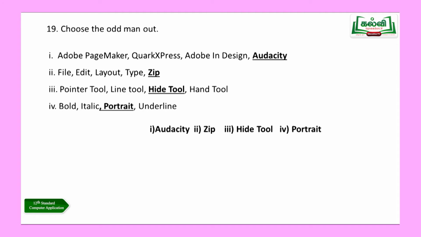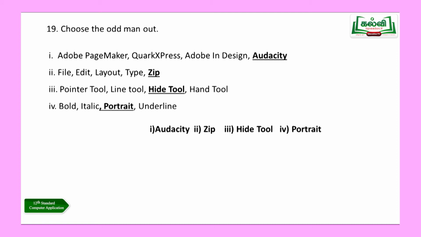Choose the odd man out. In each question there are 4 options given, and in every question you have one odd man out. We have to find it and give the answer. Adobe PageMaker, Quark Express, Adobe InDesign and Audacity. Four software names are given there.